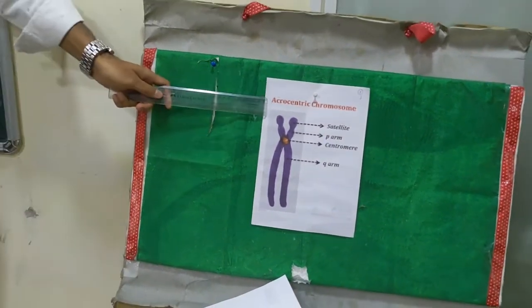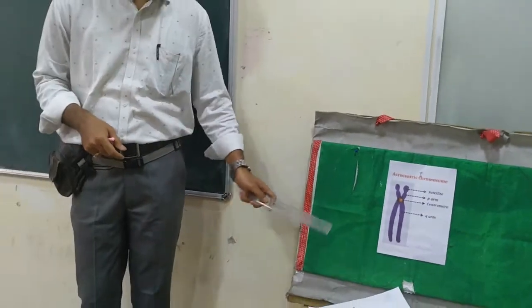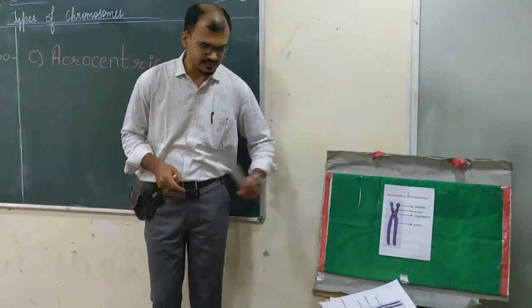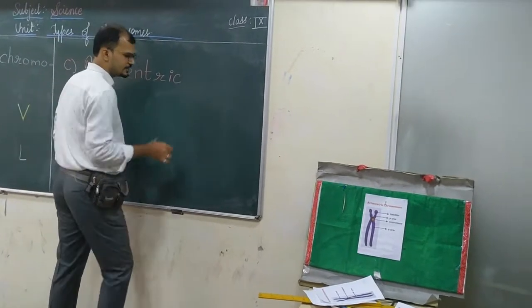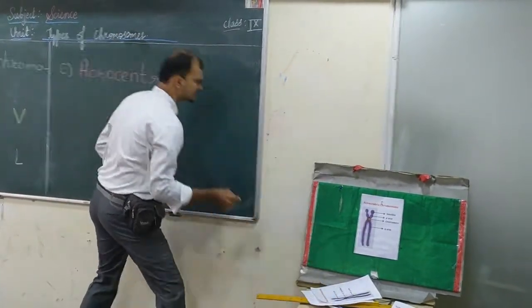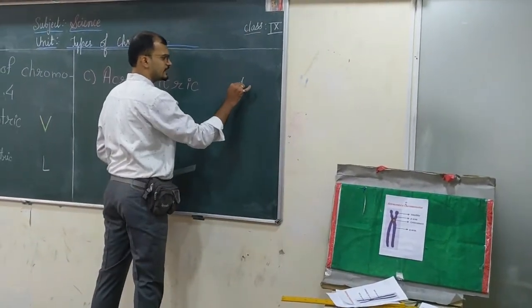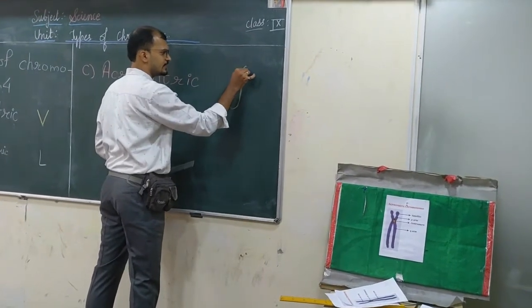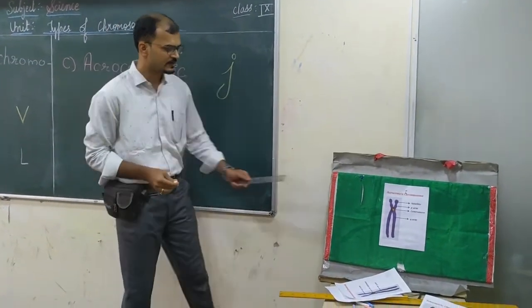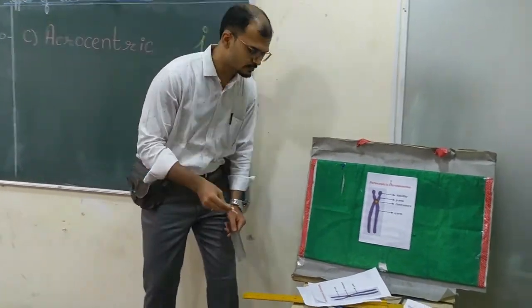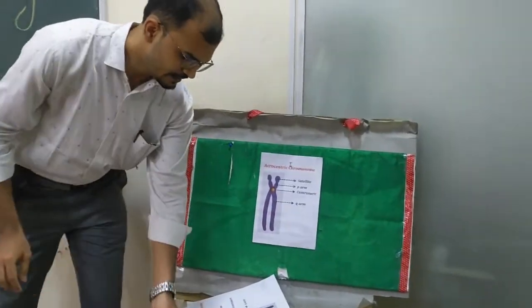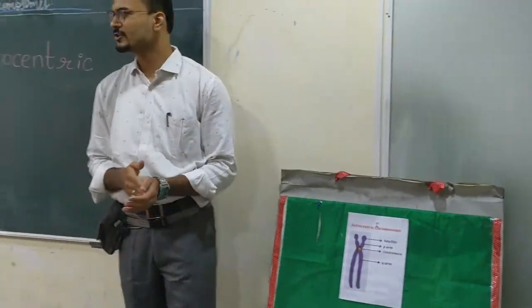So that is acrocentric chromosome. And now due to the satellite, it can be observed in a shape like the English letter J. Do you see a bubble at the top? Right? So that looks like a J shape. This is acrocentric chromosome.